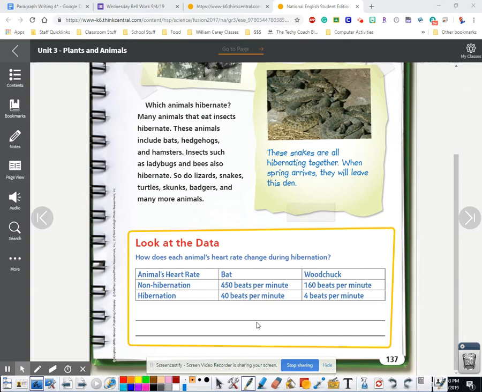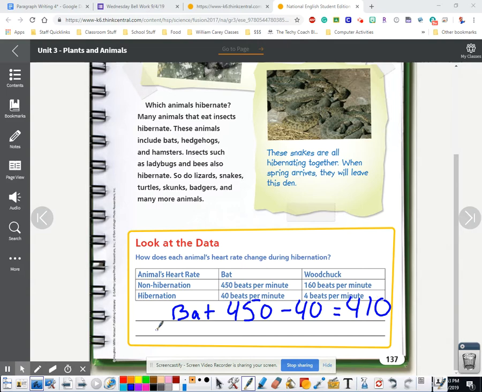If I can find my pen I just had. Oh, in my pocket. All right. So a bat will be the first one. B-A-T. So it goes from 450 to 40 beats per minute. Its heart rate. So that is a difference of 410 beats per minute. So that's incredible. Its heart slows down almost 10 times its normal rate.